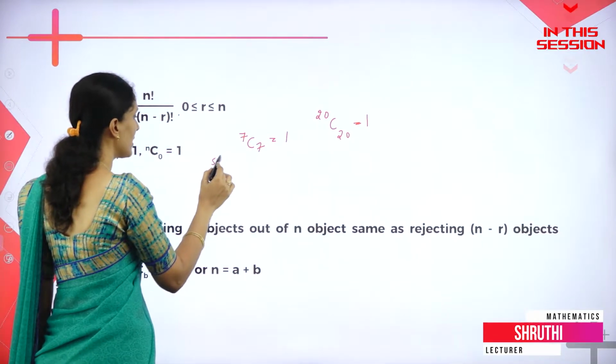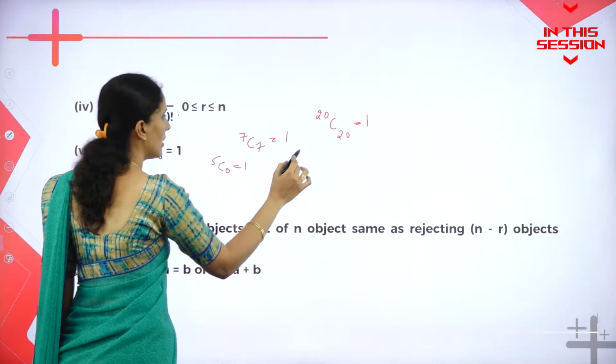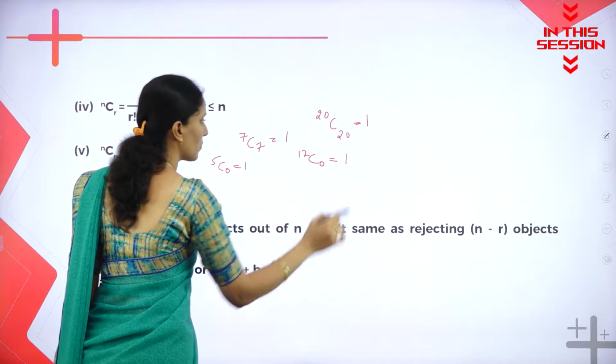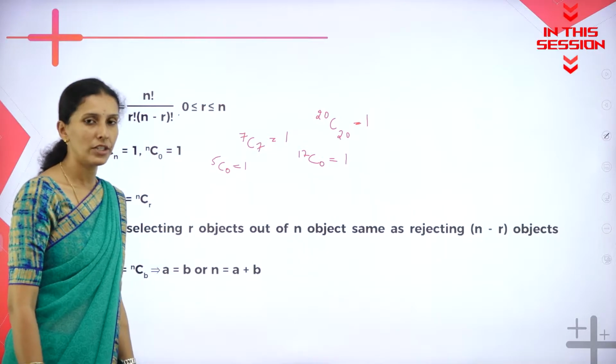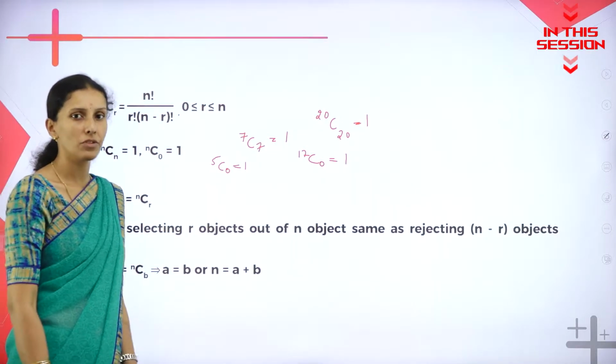Also you may take 5C0 is 1, 17C0 is 1. So when you have NC0 form, the value of the combination is directly 1. No need to evaluate using the formula.